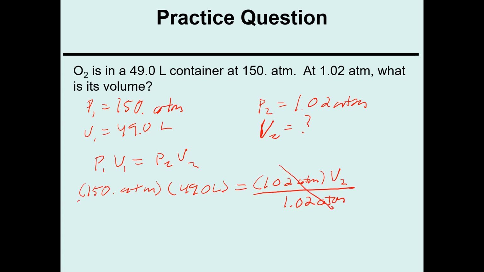So then we rearrange this to get V2 by itself. So V2 is equal to 150 atm times 49 liters divided by 1.02 atm. So if you divide that out, that comes out to 7,210 liters.